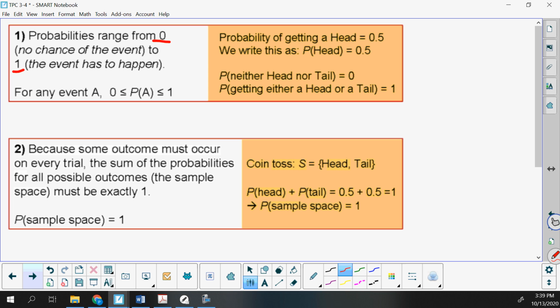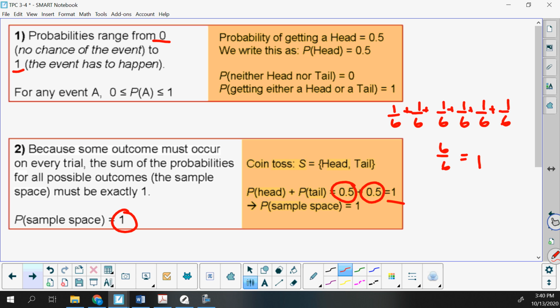If you added up every outcome in a sample space, it should always add to 1. So for example, the probability of a head is 0.5, the probability of a tail is 0.5. Those are the only outcomes. If you added them, they would end up giving you 1. If you rolled a die, it's a 1/6 probability for the 1, a 1/6 for the 2, 1/6 for the 3, 1/6 for the 4, 1/6 for the 5, and 1/6 for the 6. If you added those all up, we would get 6/6, which is the same as 1. So if you added all the possible outcomes and their probabilities, it should give you 1.